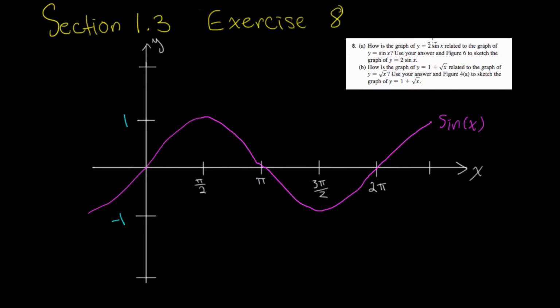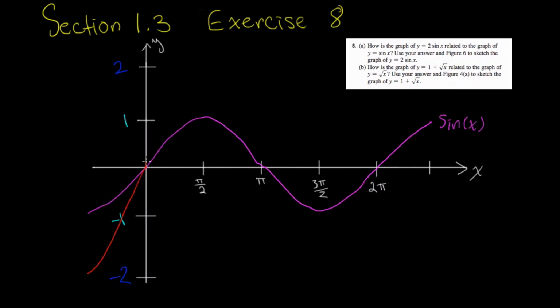The base function in this case is sine x. The transformation we're doing is multiplying the entire base function by 2, and that is a vertical stretch by a factor of 2. That means we're going to stretch the range of the function. We take 1 and multiply it by 2, so now the new range is from 2 to -2.